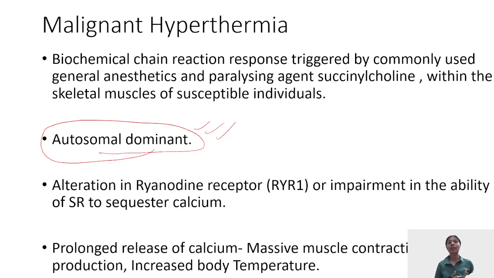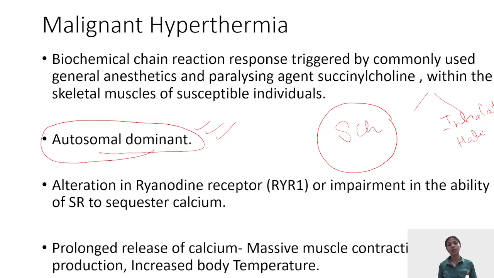It is a biochemical chain reaction that occurs because of certain triggering agents. The triggering agents for malignant hyperthermia are two that you all have to remember. One is succinylcholine, your depolarizing agent, and the other is your inhalational agents. Your halogenated inhalational agents are responsible for malignant hyperthermia. Okay, what happens in malignant hyperthermia?